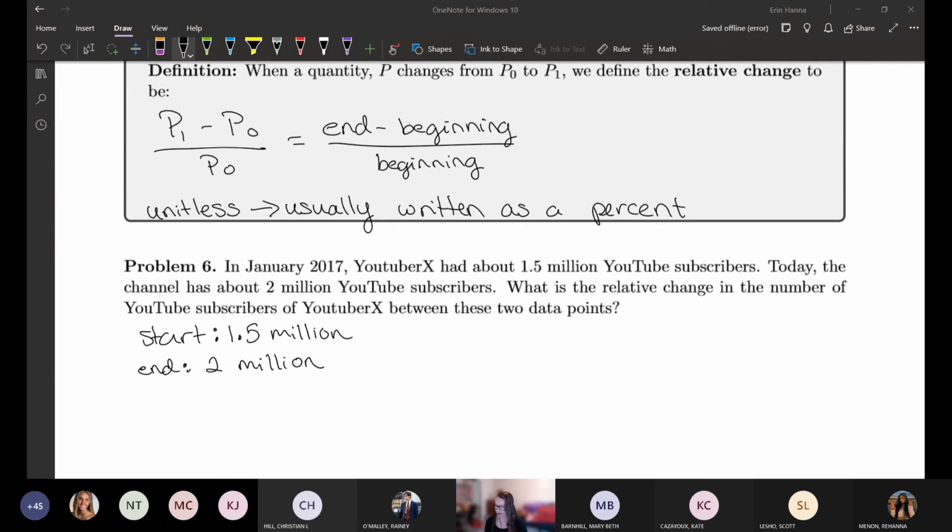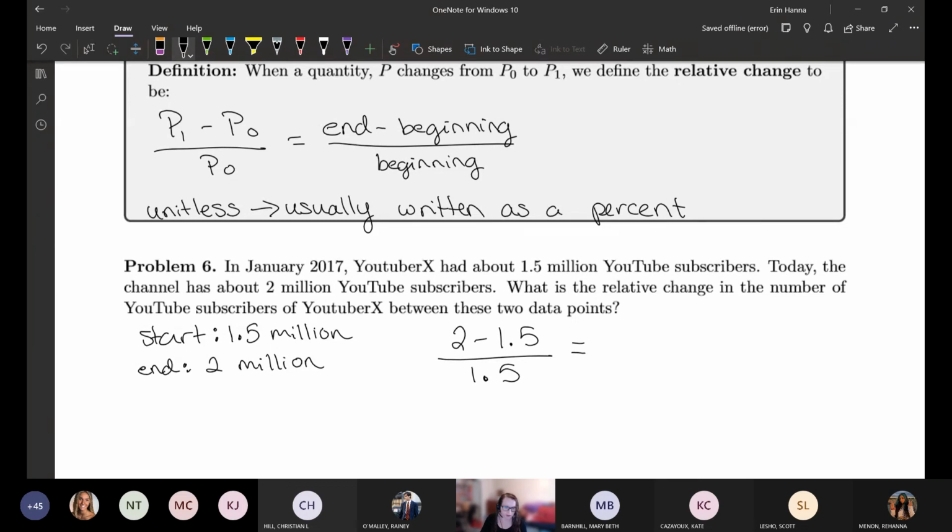So starting at 1.5, ending at 2. And since they're both in millions, we don't actually have to write out a bunch of zeros. If they were different, like if one was 2 billion and the other one was 1.5 million, then we would need to be careful. But here they're both the same, so we don't need to worry about it. So we have our ending value of 2 minus 1.5 divided by 1.5.